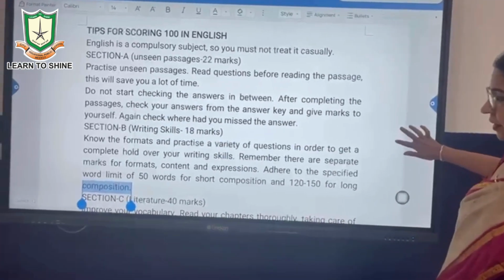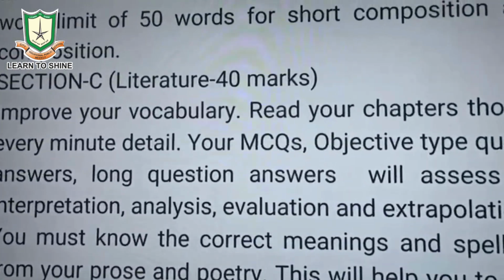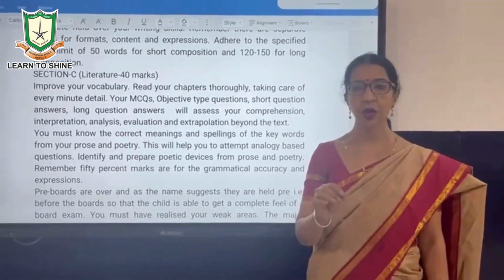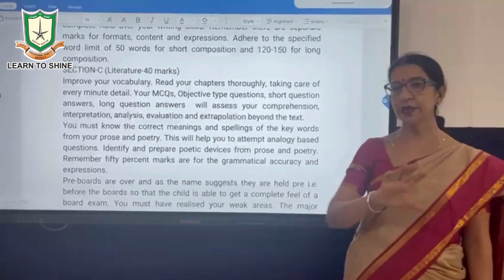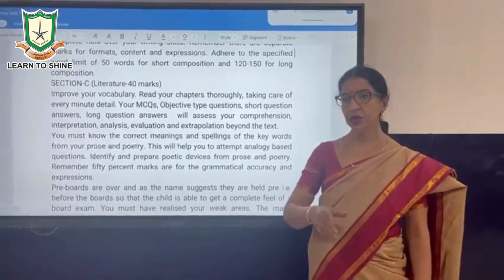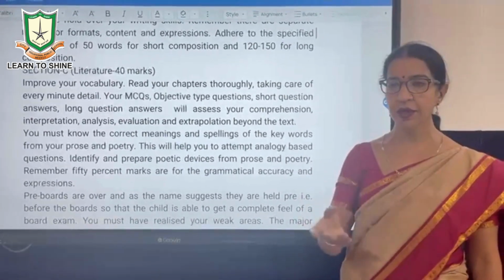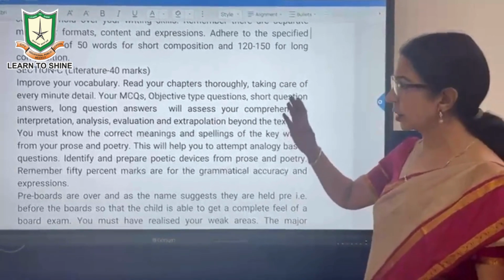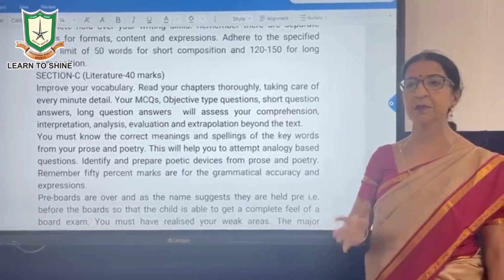Moving on to your section C, carrying 40 marks. Here I would like to suggest that you know your chapters thoroughly. It is very, very important that you know the content of your chapters, know the word meanings, their synonyms, the antonyms, so that you are able to attempt the analogy questions, the MCQs, your poetry, the poetic devices. You will easily be able to score a complete 40 if you know the content of your chapters properly.